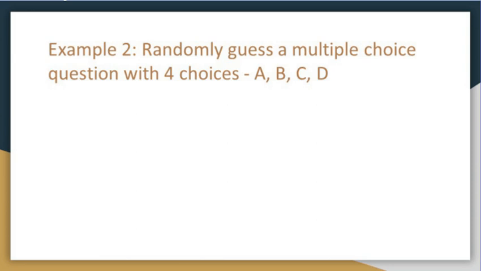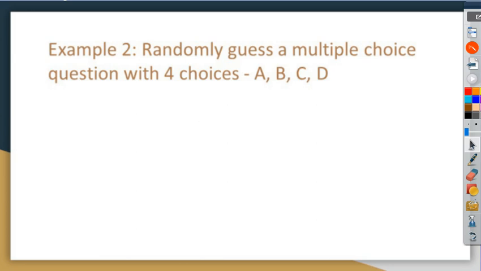Okay, so example 2, we are going to randomly guess a multiple choice question with 4 choices, A, B, C, D. So your typical multiple choice question, let's say you have no idea. All right, so you're just going to guess, just randomly pick one, A, B, C, or D. Is this a binomial experiment? Okay, well, the first condition is, does it have a fixed number of trials? And the answer here is yes. Okay, we have 1 trial, just 1 question that we're guessing on.